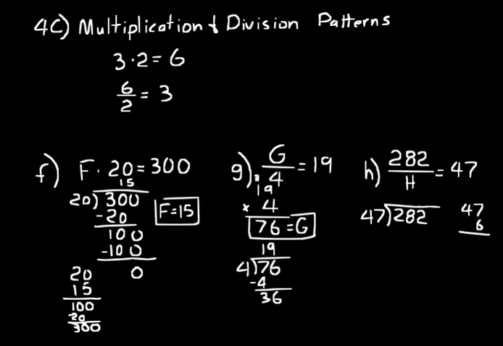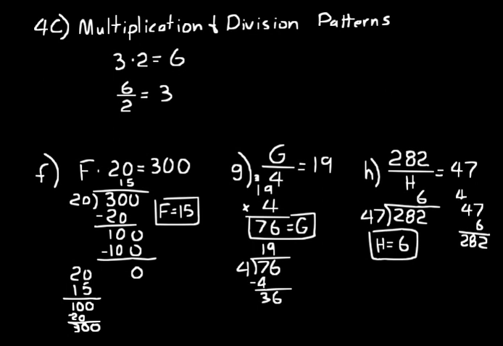7 times 6 is 42. Bring a 4 up here. 4 times 6 is 24 plus 4. That's exactly 282. So 47 goes into 282 6 times. And so that's our answer. H equals 6. We've already checked our work because we did that 47 times 6 over to the side, so we know that that is the correct answer. 282 divided by 6 equals 47.